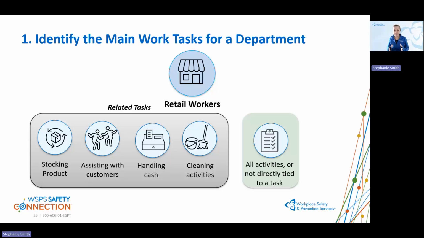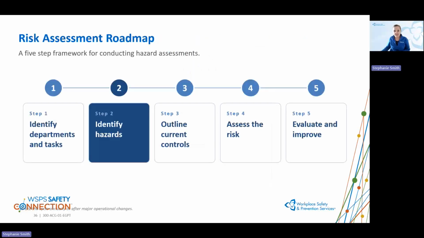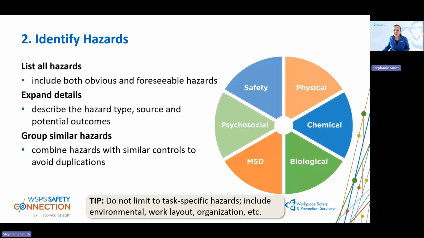Because now what you're going to do is break this down into identifying all your hazards for those main groupings. When we talk about hazards, I'm sure a lot of you have seen this hazard wheel if you've taken any training through WSPS before. We have this hazard wheel. They're including both obvious and foreseeable hazards. We separated into 6. There are other types of hazard identification tools out there. Again, if your workplace uses something different, then make sure that you're using that.